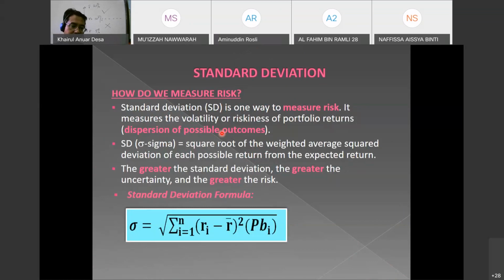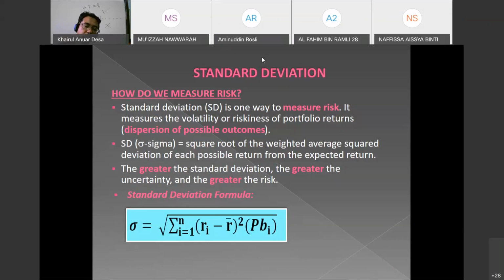We do not account for unmeasurable or uncountable risk. Okay, kita hanya mengambil kira risiko yang boleh dikira. Okay, tetapi ada setengah-setengah risiko ada tidak boleh dikira. Okay, kita hanya mengambil risiko-risiko yang boleh dikira.